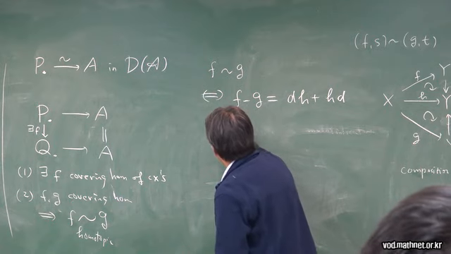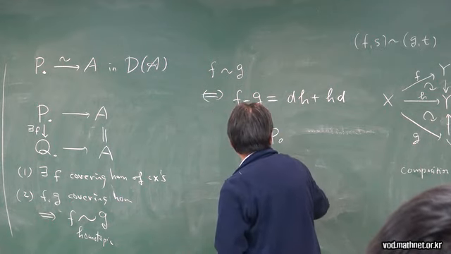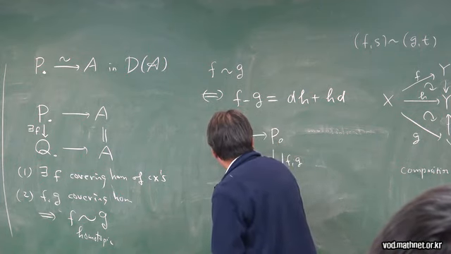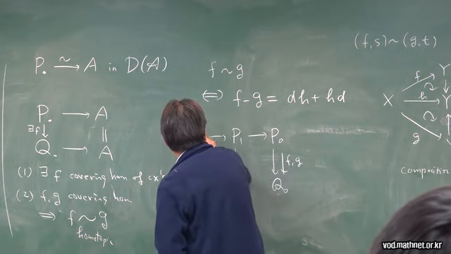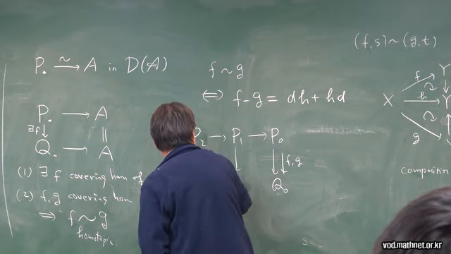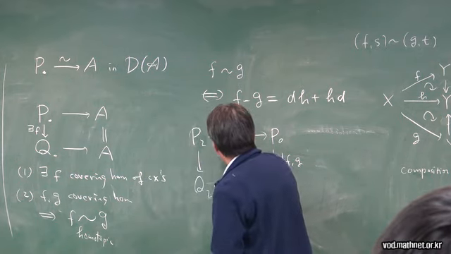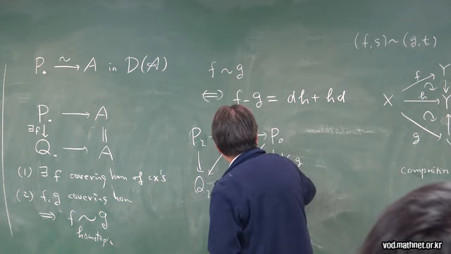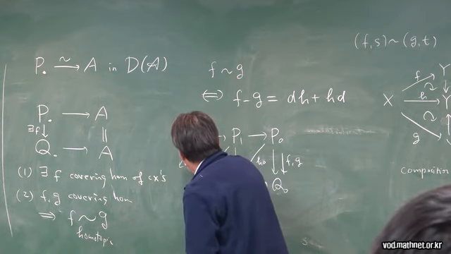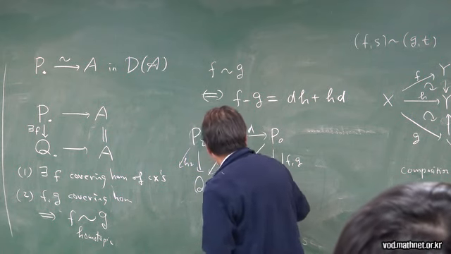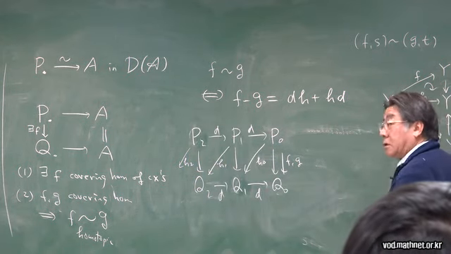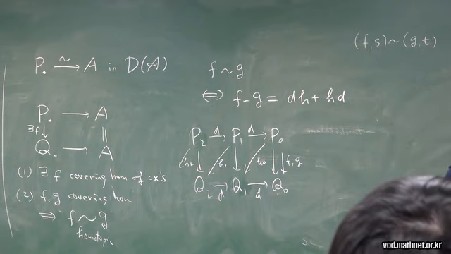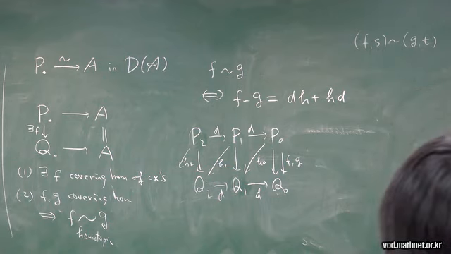P1, P0, Q0, and there are two maps F and G, and Q1, P2, Q2, and the homotopy is like this. So this is S0, and H0, H1, and so on, H2, and these are d. So this is a homotopy between complexes, between homomorphisms of complexes.